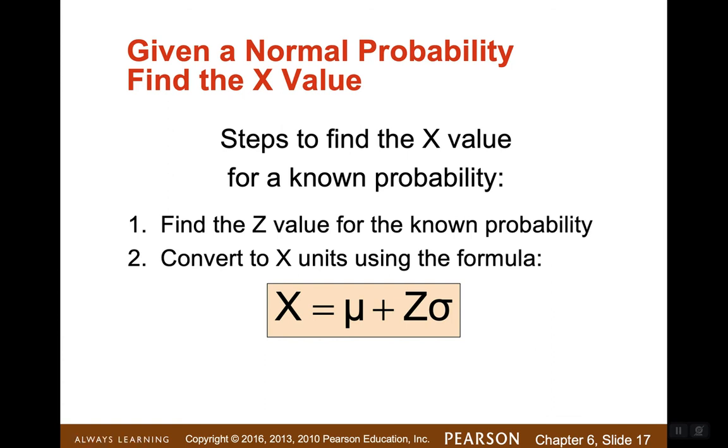All right, so the steps to find the x value of a known probability. Step 1, you find the z value, and then we convert to x units. So if we know the probability, we can also reverse this and find the x value. In that case, we take the mean plus the z value times the standard deviation, which will give us our x value. So we want to figure out what's our number on the curve.